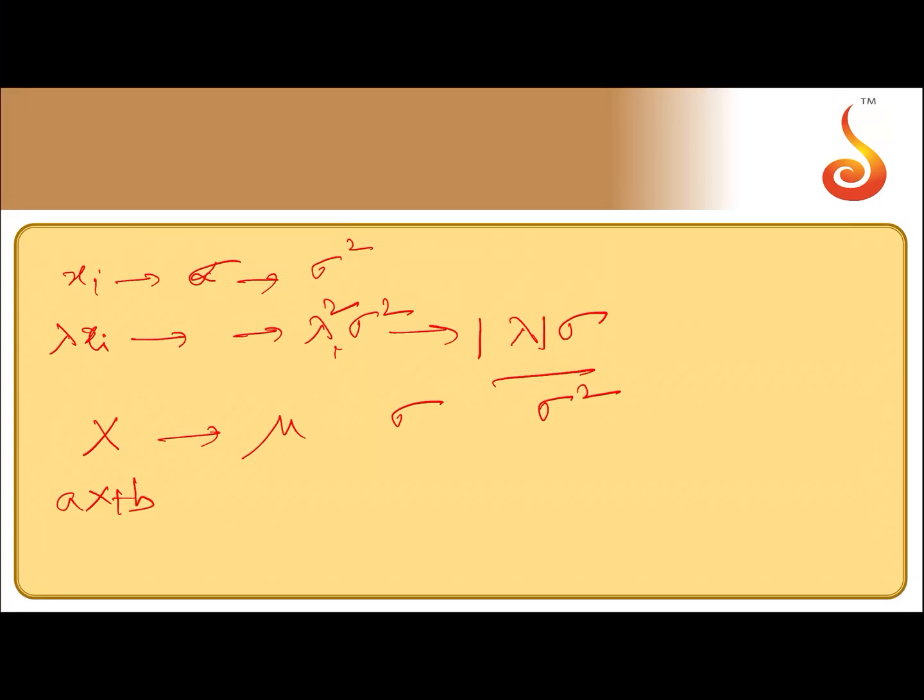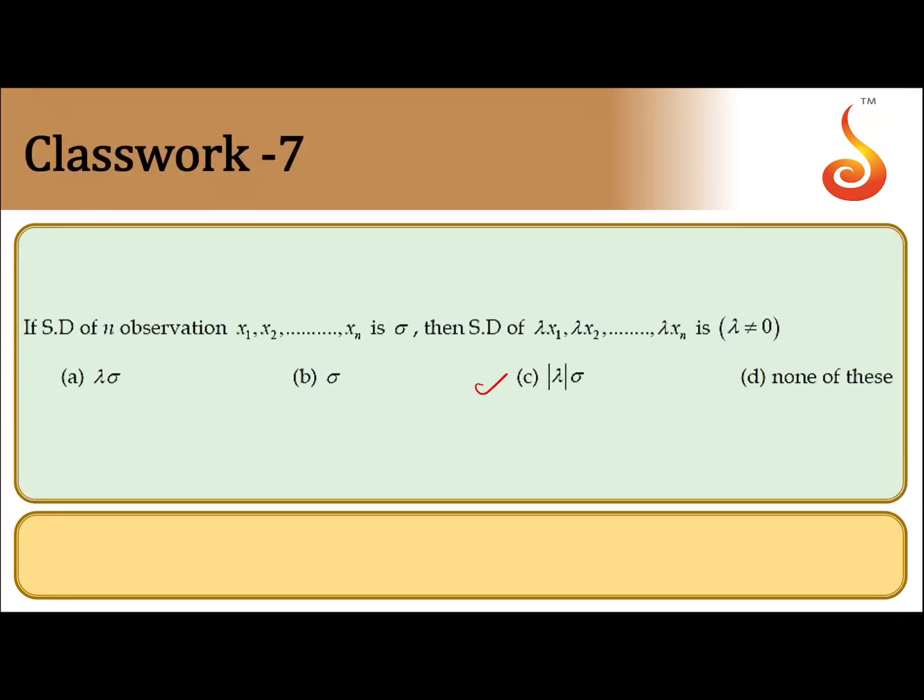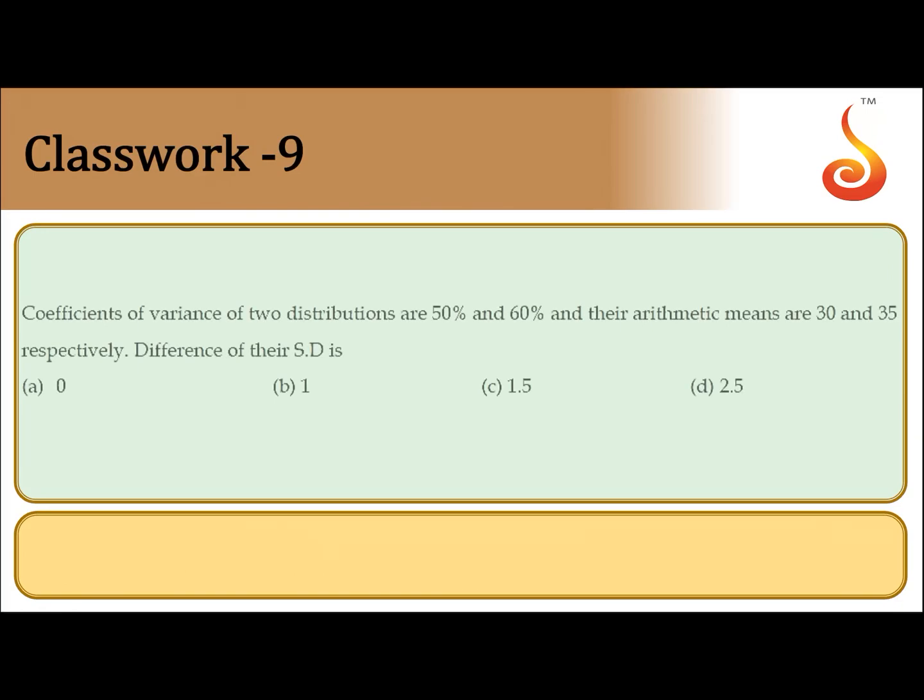Then for the data ax plus b, the mean will be a mu plus b, whereas the standard deviation will be modulus of a multiplied by sigma. Variance will be a square times sigma square. So the addition will not affect the value of the standard deviation, but the multiplication would change it. So the answer for this problem is modulus lambda sigma.